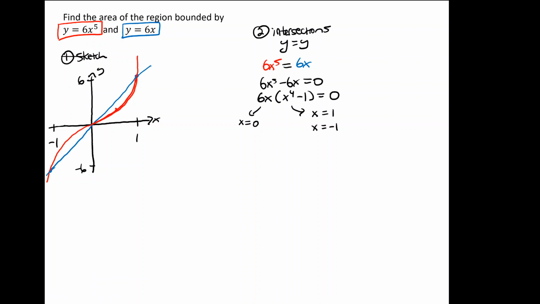So this is one of those problems where we have 2 distinct regions. Area 1 and Area 2. And the question did not tell us that. A combination of looking at the intersection points and looking at the sketch tells us we have 2 integrals to do. So step 3, area integrals. We have 2 of them.